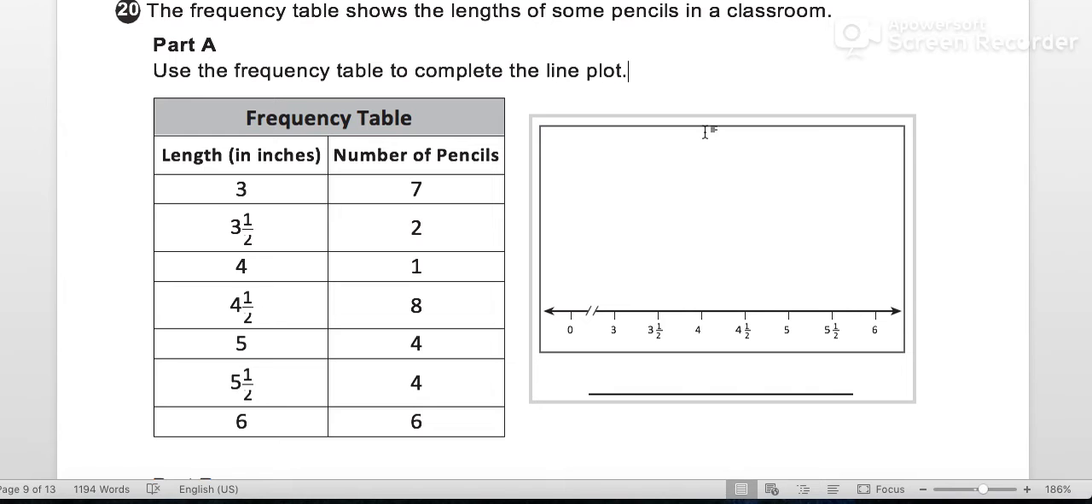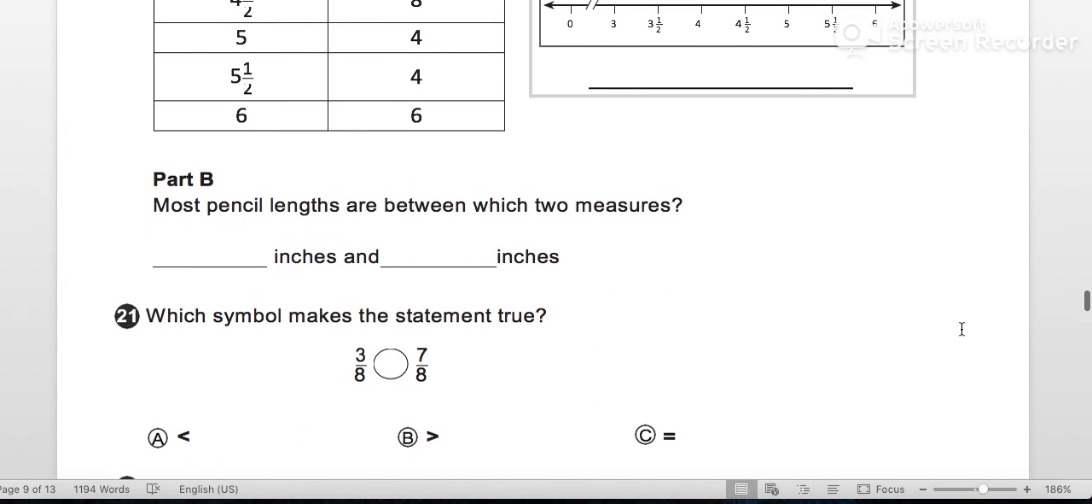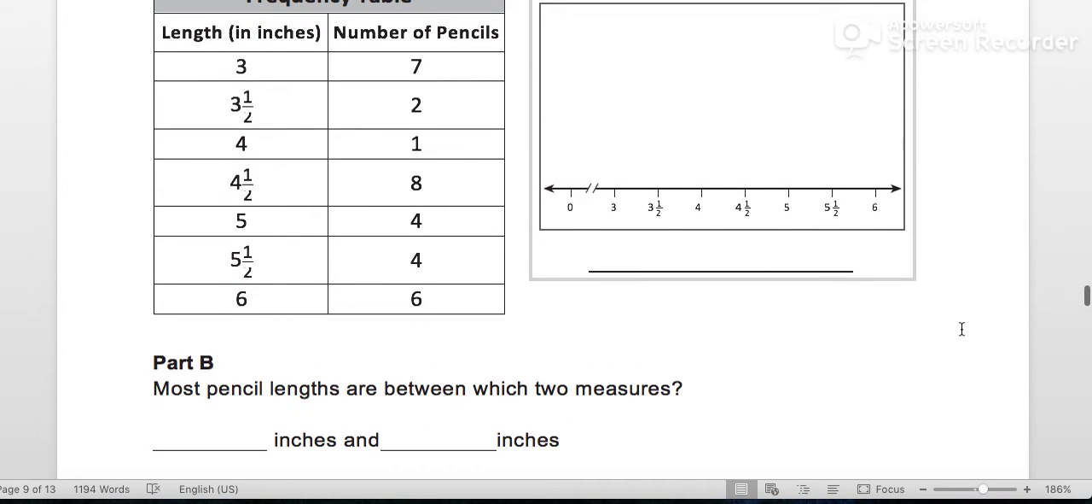Part B, most pencil lengths are between which 2 measures? So you're going to have to decide. Most pencil lengths are between blank inches and blank inches. You will not be able to solve this problem until you plot your dots on the line plot.